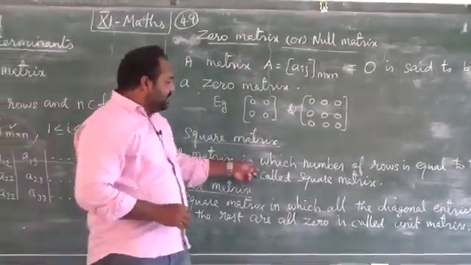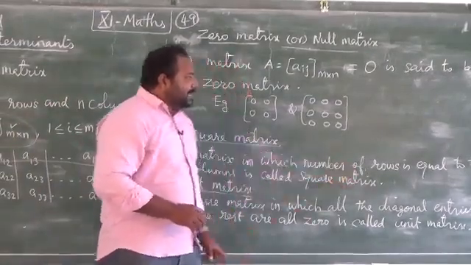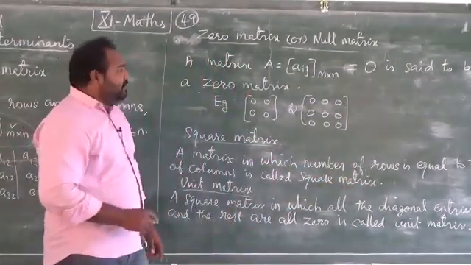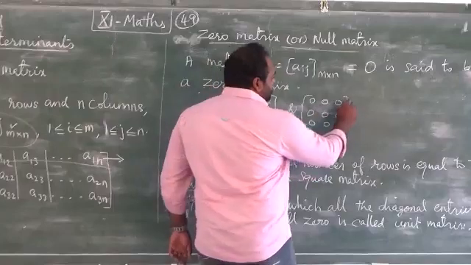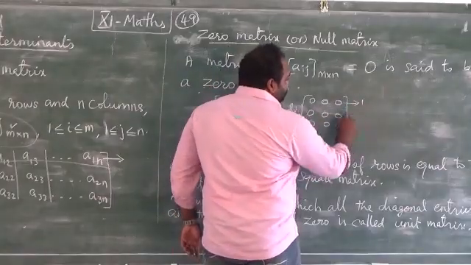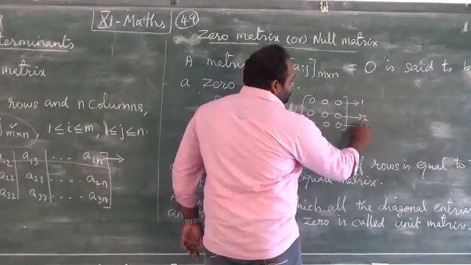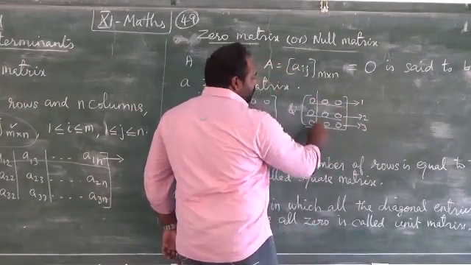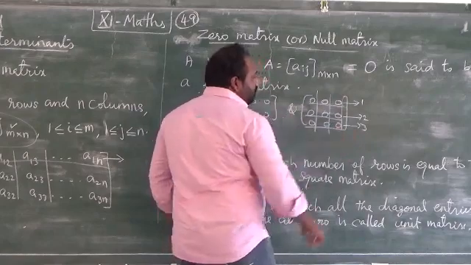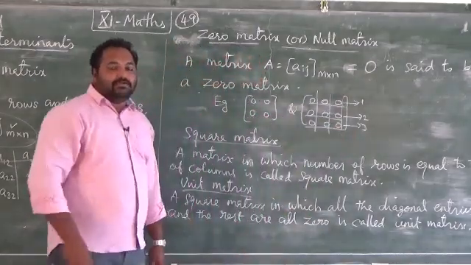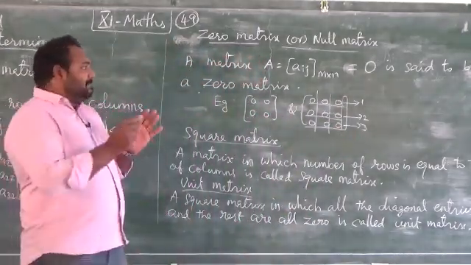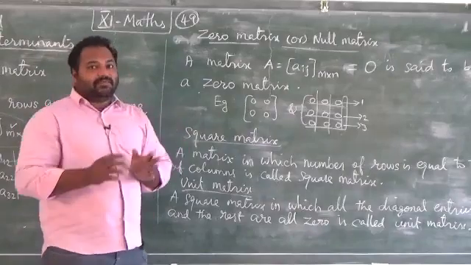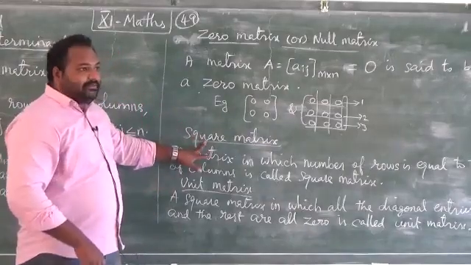Next one, square matrix. A matrix in which the number of rows is equal to the number of columns. For example, here we have 1, 2, 3 rows. What about columns? 1 column, 2 column, 3 column. So both are the same: m cross n equal to 3 cross 3. When both m and n are equal, it is called a square matrix.